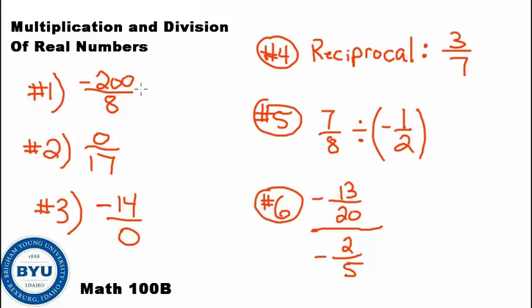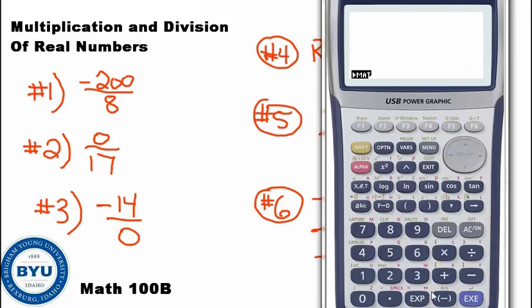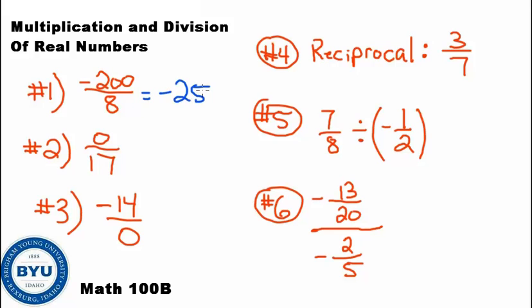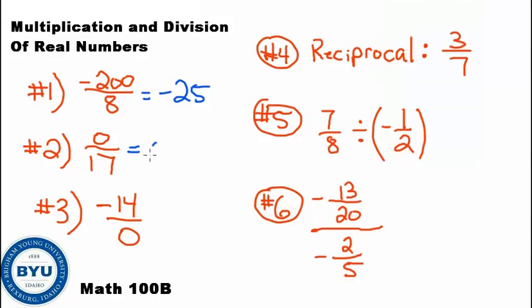So negative 200 divided by 8. Again, we could use our calculator for this if we'd like. I would go negative 200 divided by 8 and push the enter button. We get negative 25. Another way you could have done this, not that you had to, and maybe some of you did, is type it in as a fraction. It looks a lot like a fraction. Division and fractions are basically the same thing. And so you could have typed it in as a fraction as well, and you would have gotten the same answer.